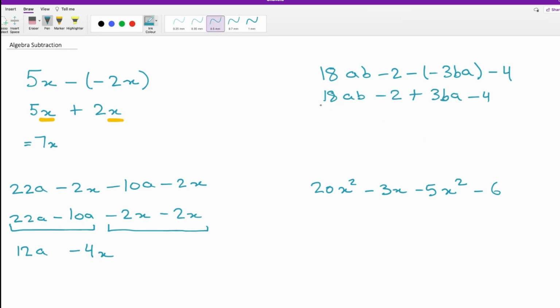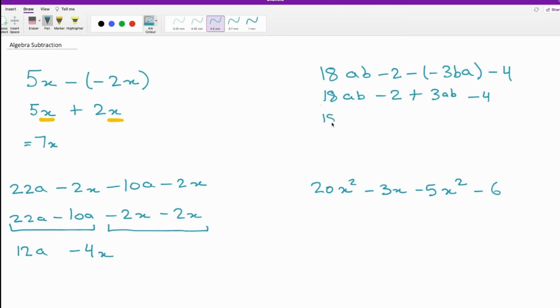Now, let's look for those like terms. We have 18ab. Now, originally we may think that there are no like terms. However, this 3ba is also a like term to 18ab. That is because ba can also be rewritten as ab. So why don't we actually change that over here? So instead of ba, let's make that ab. So that's the same.